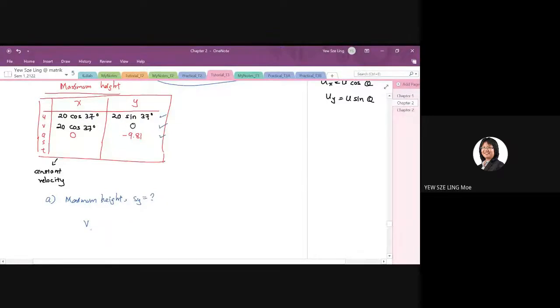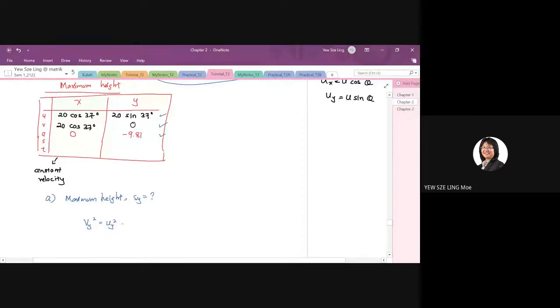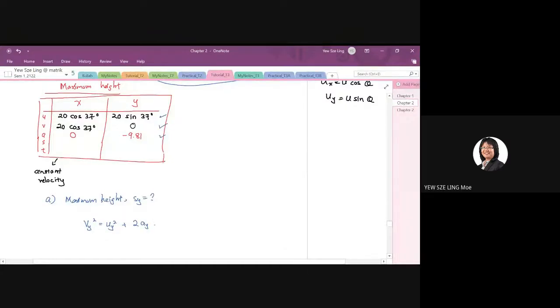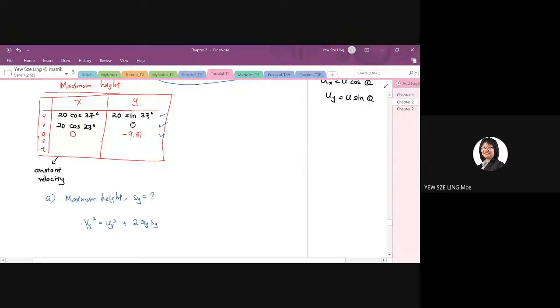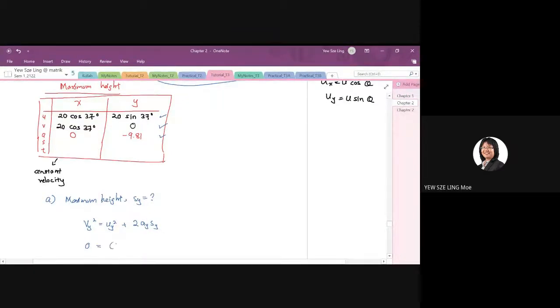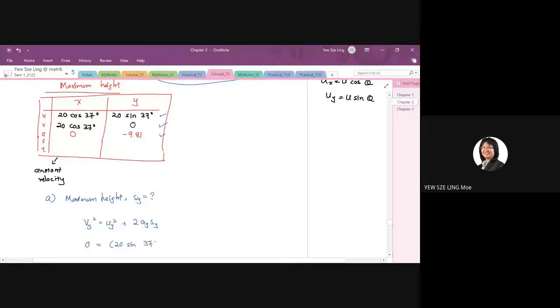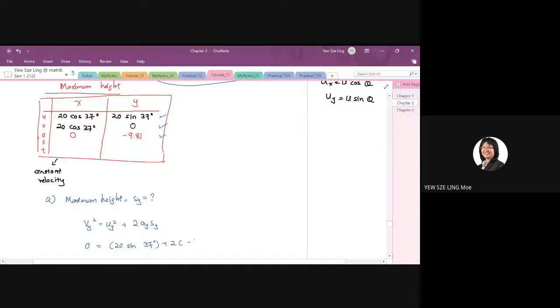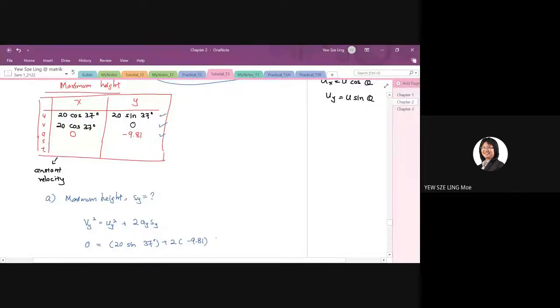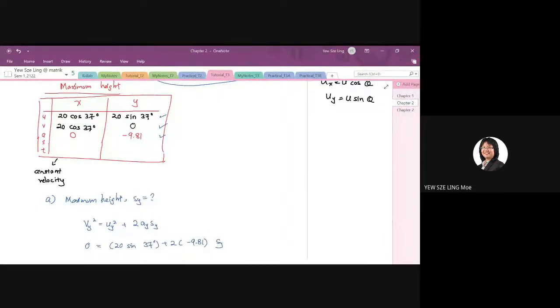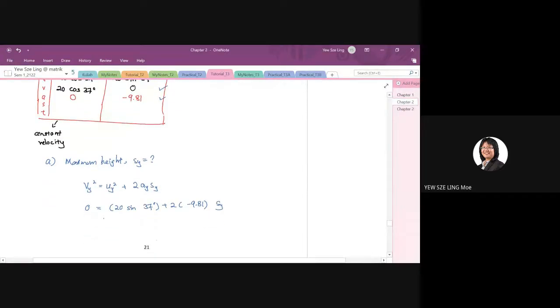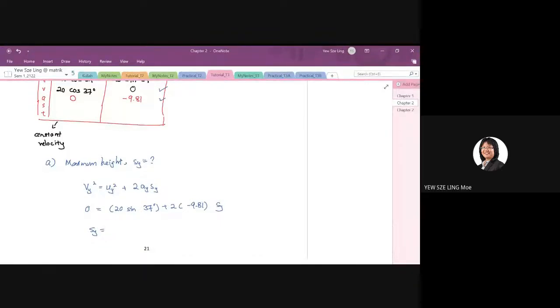So Vy squared equals Uy squared plus 2AySy. So V is 0, equals (20 sin 37 degrees) squared plus 2 times negative 9.81 times Sy. Next, you rearrange the equation, and you will get Sy equals 7.39 meters. So this is the answer for question 1.